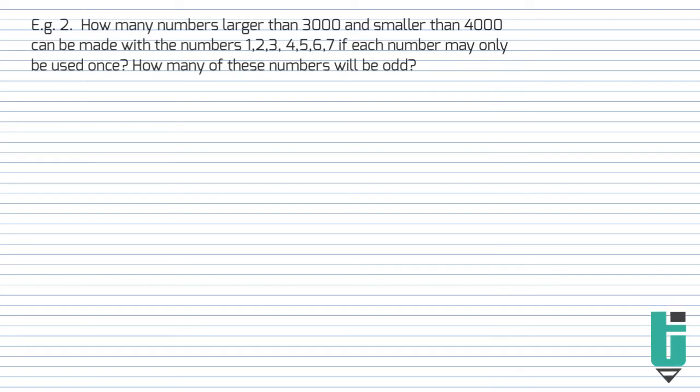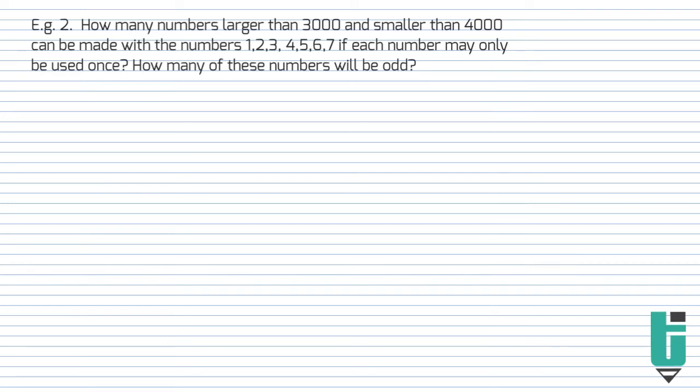Okay, let's look at one last example to make sure that you understand the idea of or. Example 2 asks how many numbers larger than 3,000 and smaller than 4,000 can be made with the numbers 1 to 7 if each number may only be used once. Okay, that's the first part. So let's focus on that. The first part is not going to be about or. That'll come in the second part, which we'll get to.